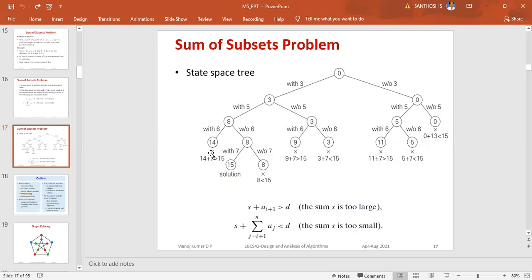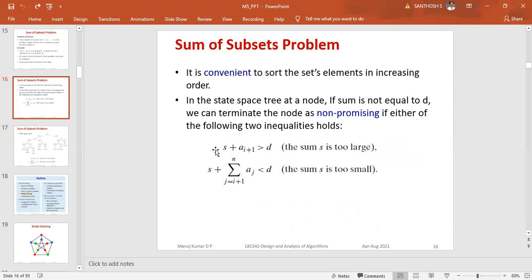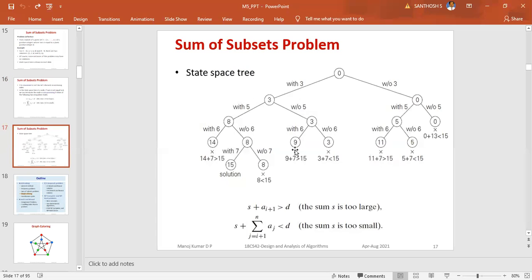So 14 is, so now you have to satisfy this condition. What is the D value? So the D value they have taken as 15. So 14 plus 7 is greater than 15. Yes. So that's why you cancel. So if x is less than 15, no. So similarly you do for these cases.